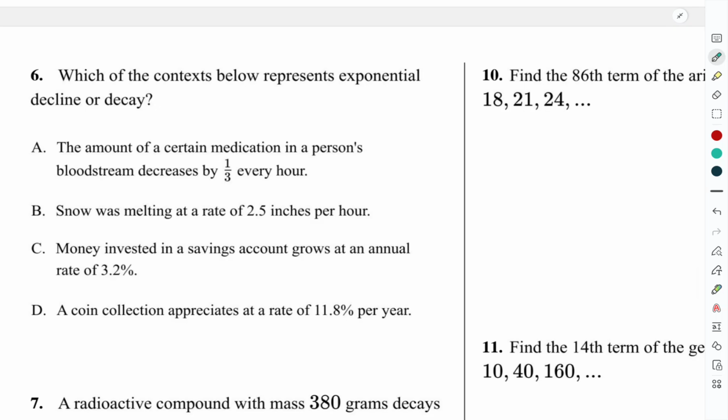Which contexts below represent exponential decline or decay? So not only do we need exponential, that means it's multiplying, as opposed to linear, which is when you're adding. We are looking for something that's getting smaller. So, spoiler alert, it's going to be that one, but let's start from the bottom up and figure out why.